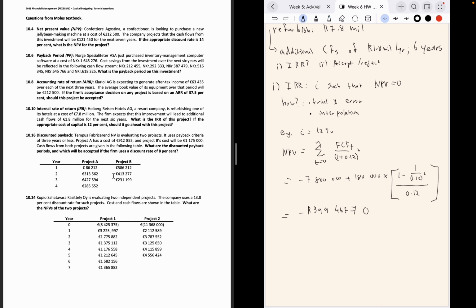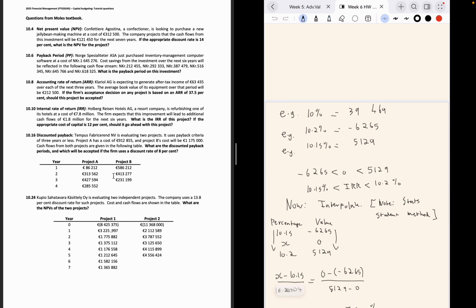If you're unfamiliar with that, I would just say go back and check your notes. I'm not going to explain that from scratch. Like if you don't know that, you're probably a bit cooked for Friday. But anyway, you do this calculation. So negative 7.8 million plus 180,000 times that value, you get negative 399,467. So it's quite negative. It's not equal to 0. So that's not our internal rate of return.